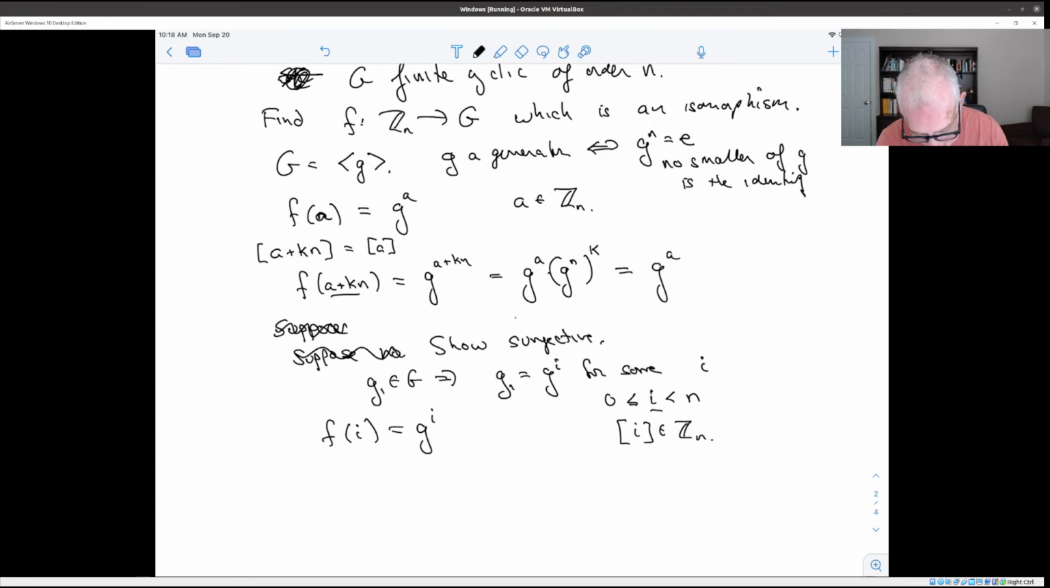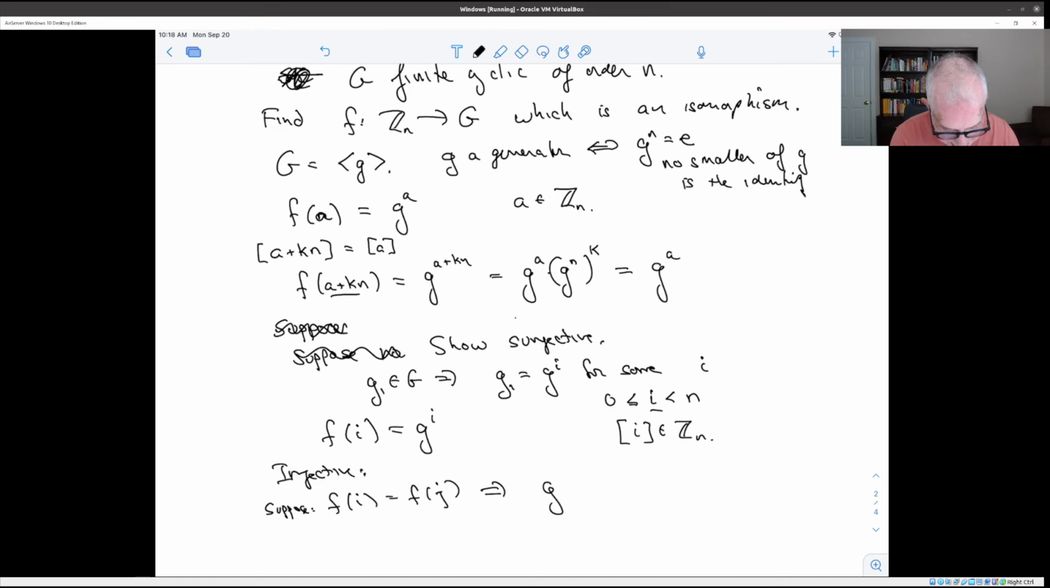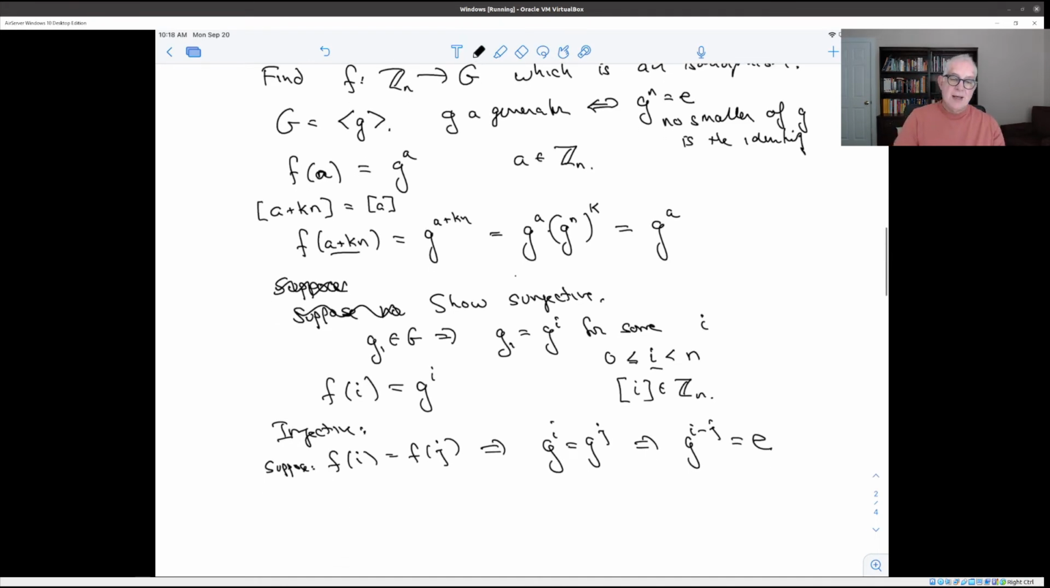If I want to show that it's injective, suppose that f of i equals f of j. Well, that would mean that g to the i equals g to the j, which would tell us that g to the i minus j is the identity. But g has order n. And the only way that a power of g can be the identity if g has order n is if n divides i minus j. The power has to be a multiple of the order of the element for this to be true. Otherwise, g would have smaller order and the group wouldn't be of order n.